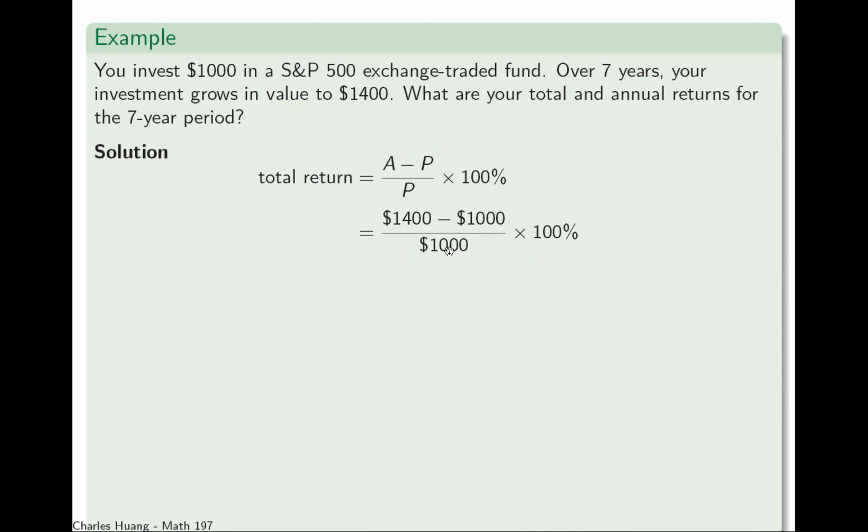$400 compared to the $1,000 that we started with is 40%, 0.4 or 40%. So you'll notice over here, when I take 400 divided by 1,000, you get 0.4. And this part over here is just reminding you that we're changing the 0.4 into decimal, percentage form. We multiply by 100.